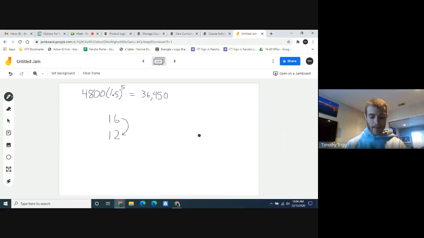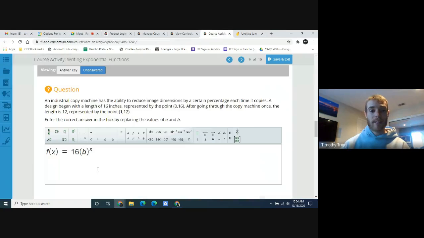12 divided by 16, 0.75. So 0.75 is our growth rate. Well, it's actually not a growth rate because it's actually exponential decay. Remember how I know it's exponential decay? Well, first of all, the values are going down. I went from 16 to 12, so I know it's decaying, going down.